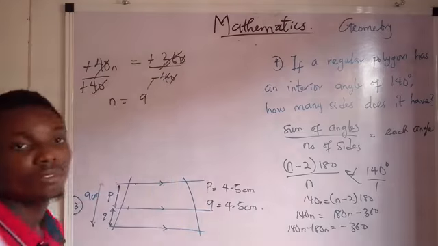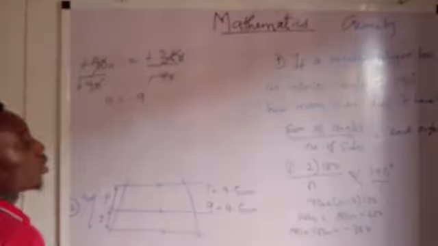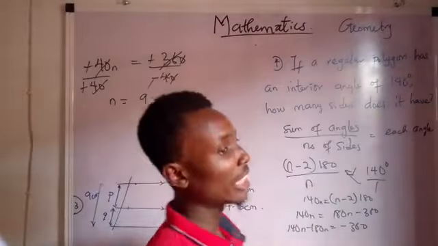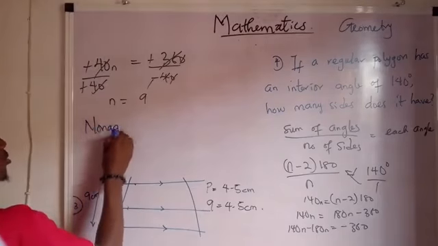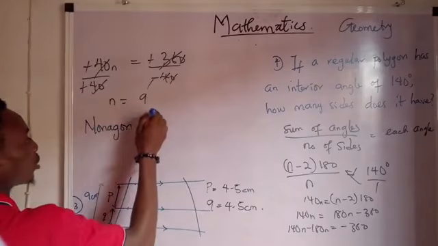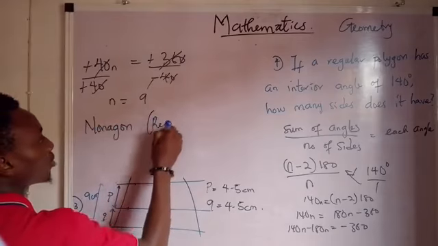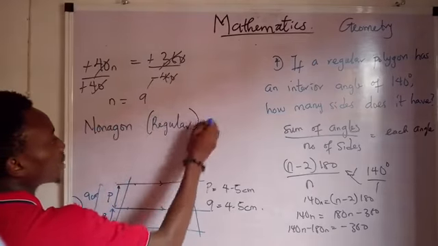So this polygon is actually a what? A nonagon. So it's a regular what? Nonagon. Because it has what? 9 sides.